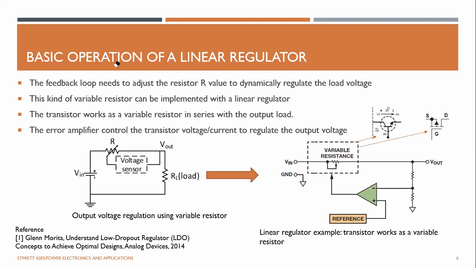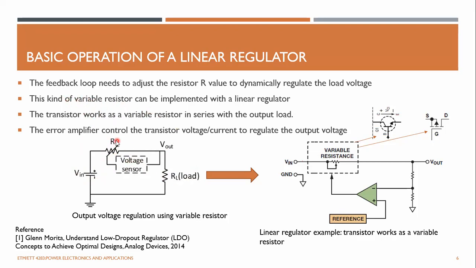This slide shows you the basic operation of a linear regulator. Like I mentioned, we need a feedback loop to adjust this R resistance. This is your load, and we monitor this output voltage, and based on changes in the output voltage due to any factor in the supply voltage or load or temperature fluctuations, we adjust this R value. So we need to have this feedback loop, and this is the basic concept.